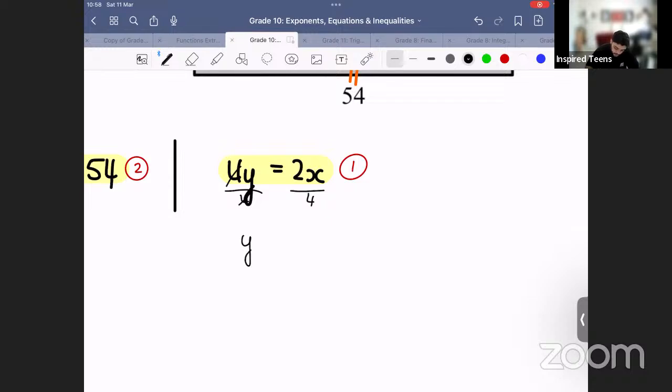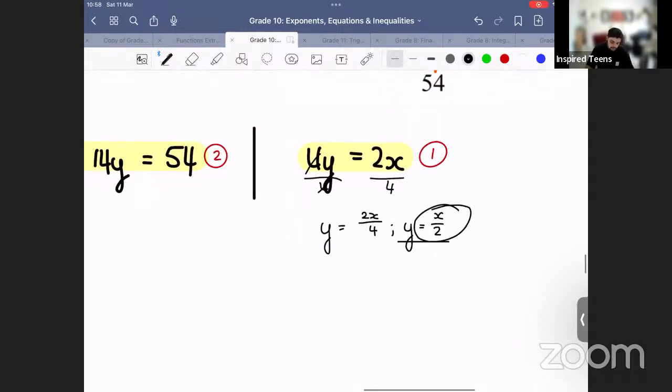The 4s cancel there. I get y is equal to 2x over 4. I can actually simplify that. I can say y is equal to a half x, because 2 over 4 simplifies to 1 over 2. And whenever there's a multiplication on top, you can write it separately, or maybe what's actually better is x over 2, which is basically 1 times x over 2, which is basically a half x. So we can say that y is equal to x over 2. Now that's slightly less complicated than the other one that we had.